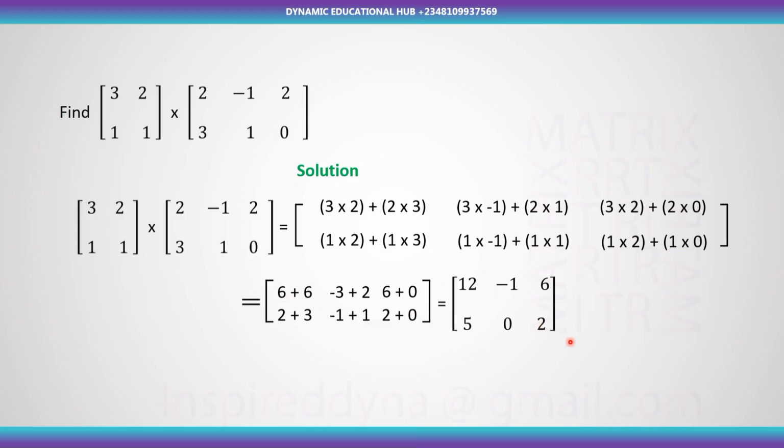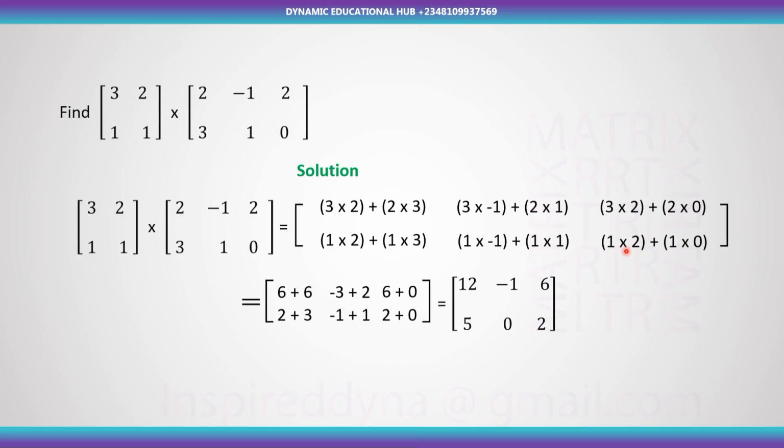Now if we solve this, we are going to get this. Very simple. 6 plus 6, we have 12. Minus 3 plus 2, we have minus 1. 6 plus 0, 6. 2 plus 3, 5. Minus 1 plus 1, 0. 2 plus 0, 2. This is our final answer.